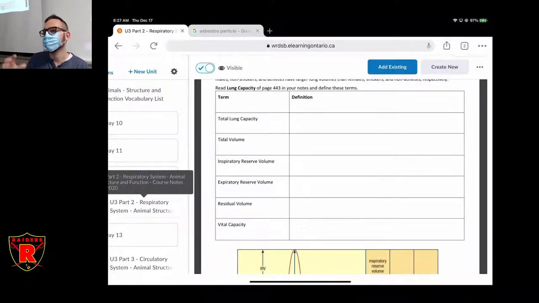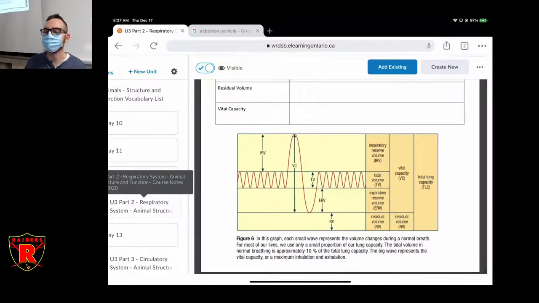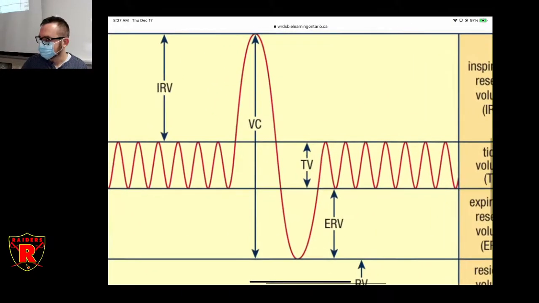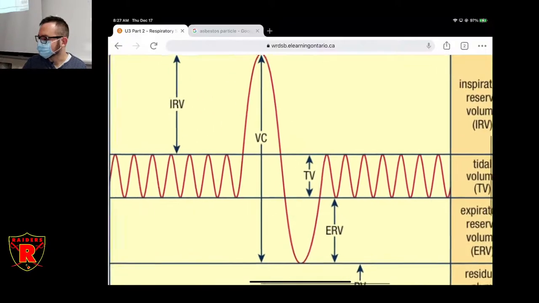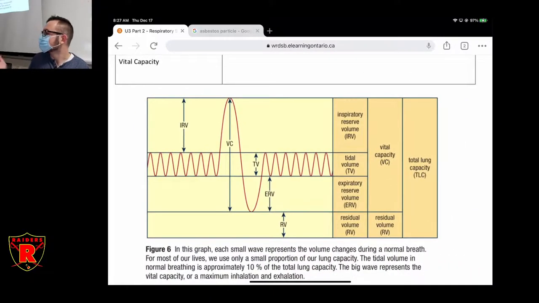There are different parts to your lung capacity. For example, when you're breathing in right now, at rest, there's a certain volume that's going in and out. That's what you see right in the middle here. That's your tidal volume, the amount of volume that you regularly breathe at rest. You can determine some things with tidal volume, but that's related to your oxygen consumption at rest.